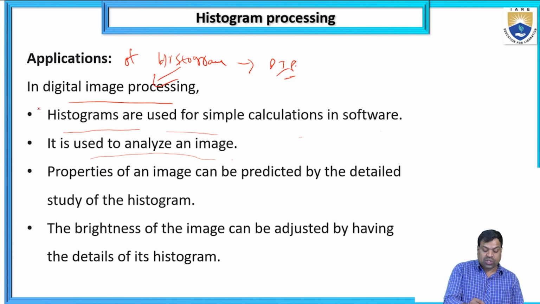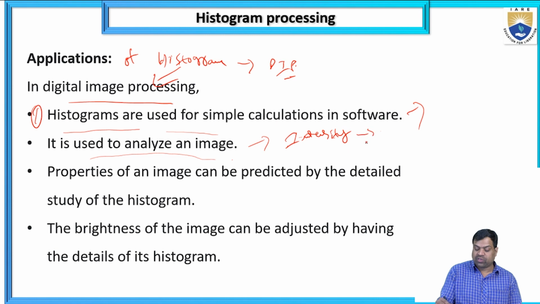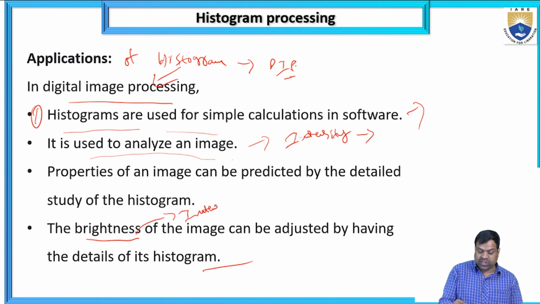So what are the applications of histogram? All those are related to image processing. First application is used in simple calculation in software, and used for analyzing the image. Analyzing means we check what intensity values are there, then only we can analyze. Properties of image can be predicted by the detailed study of the histogram. Brightness of the image can be adjusted by having the details of the histogram. How we increase the brightness means we are taking the intensity values.